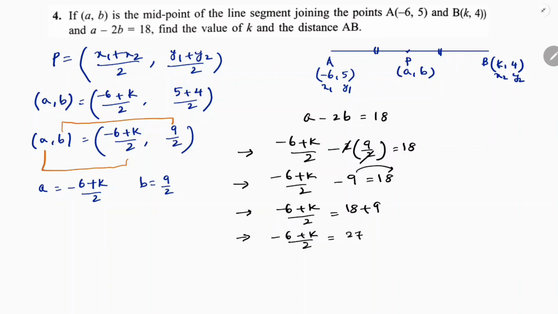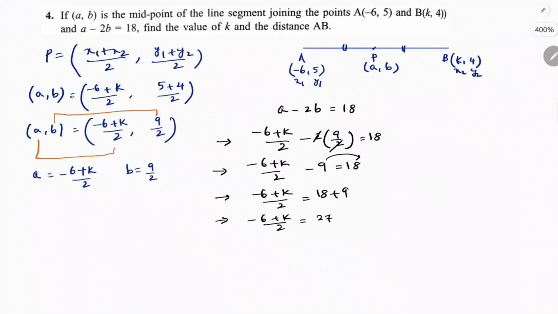So the next step, if we write here, minus 6 plus k is 27 times 2, which is 54. So the k value is 54 plus 6. So the value of k is 60. Now we need to find the distance AB.